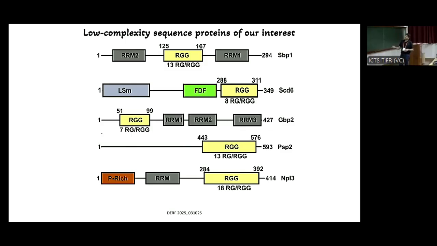These are different proteins. The names are not very important, but what is important is that all of them have a particular low complexity sequence, one of our favorite kinds, which has arginine and glycine repeats. It's known as the RGG motif. They also have other RNA binding domains, which can fold very well. For example, this protein has an RRM, this one has an LSM, and so on. So often you have a protein that has traditional three-dimensional folded domains, but also these low complexity sequences.